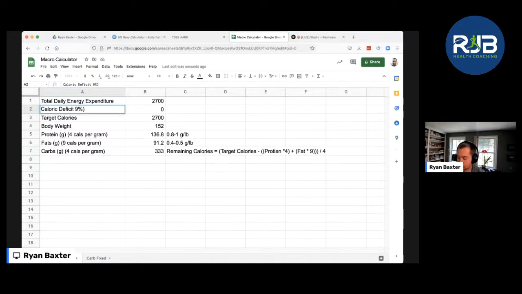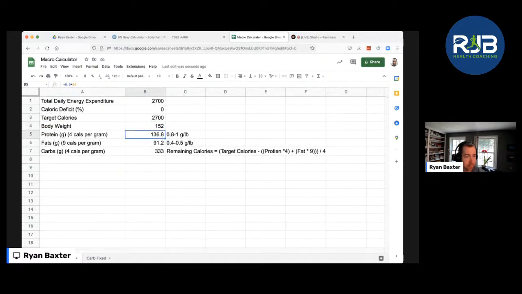We'll come back to that in a second, but right now I don't want to lose any weight, so I'm going to put in 0. So my target calories are 2,700 calories. Here I have my body weight. Again, you're going to enter your own body weight here. Mine is currently 152, and body weight is used for calculating protein.